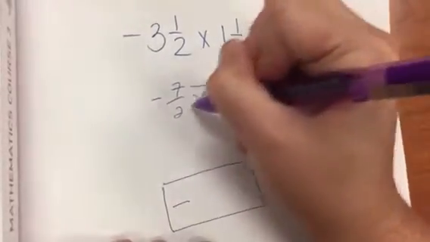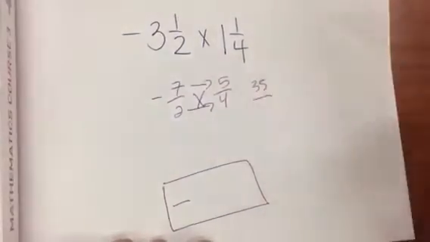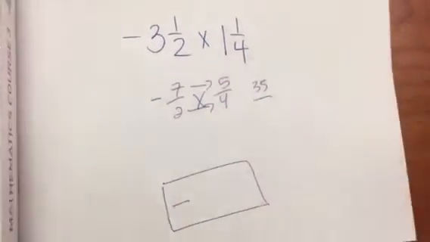Now I'm going to multiply across. 7 times 5 is 35. 2 times 4 is 8.